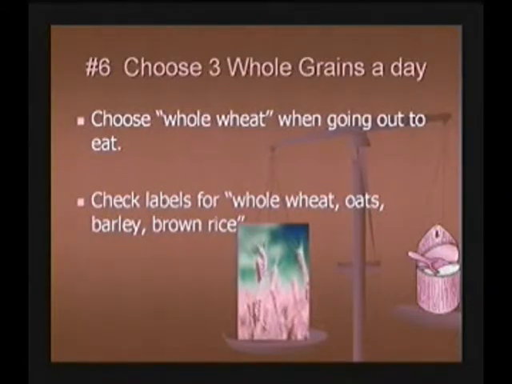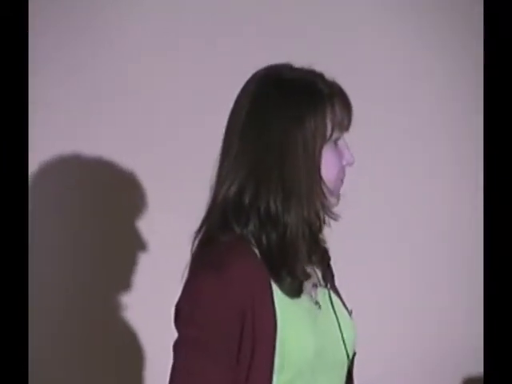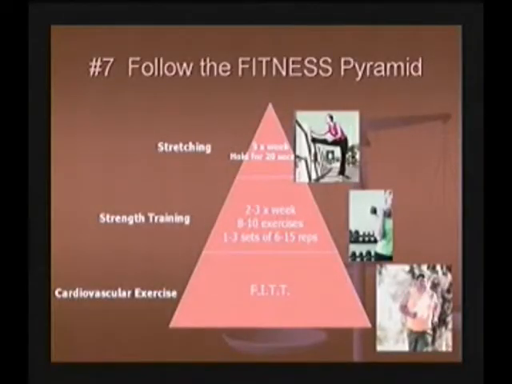Make sure you look at the ingredients label. It should say whole wheat flour, not enriched whole wheat flour. Make sure it says whole oats, whole grain, not enriched, that version. So look at the ingredients. Sometimes the packaging can be very tricky and very sinister-like in that too. So look at the ingredients. Very easy thing. All right, then following the fitness pyramid.